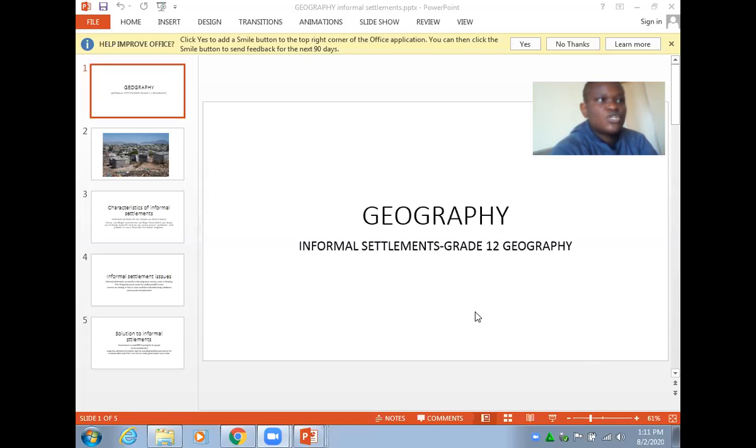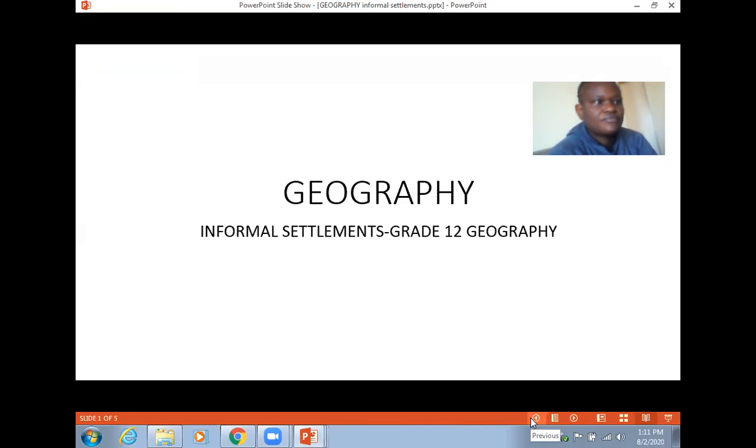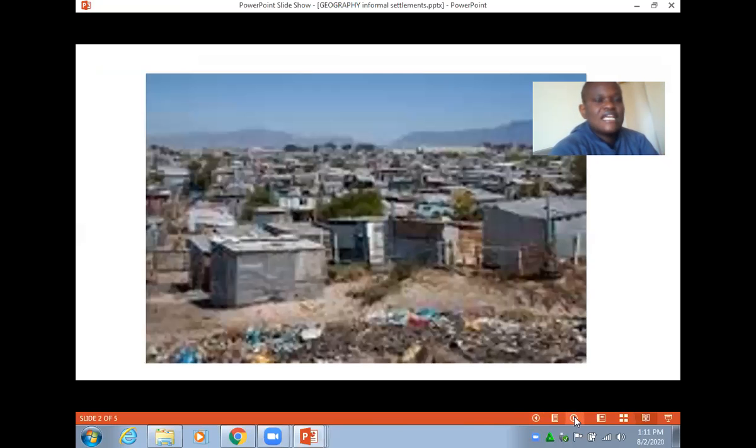As you can see, that's my topic, geography, informal settlements. It comes under rural and urban settlements. Right. Then informal settlements. What are these informal settlements? These informal settlements, the next slide looks at an image of informal settlements. These are what informal settlements look like.